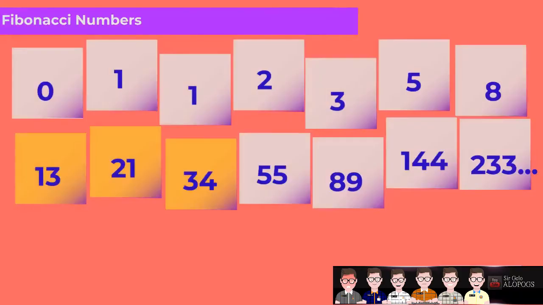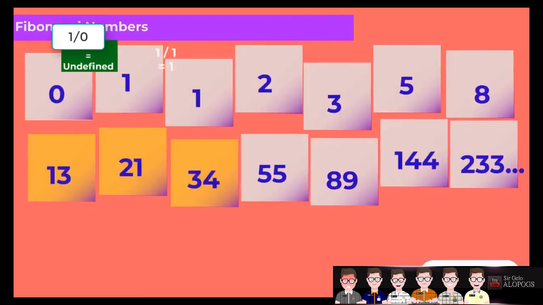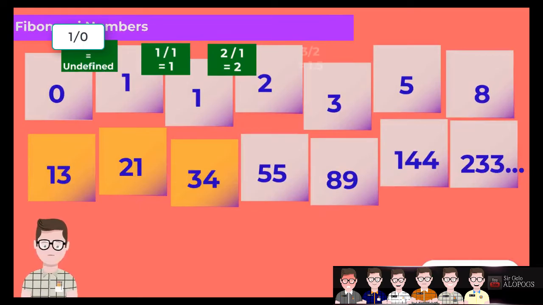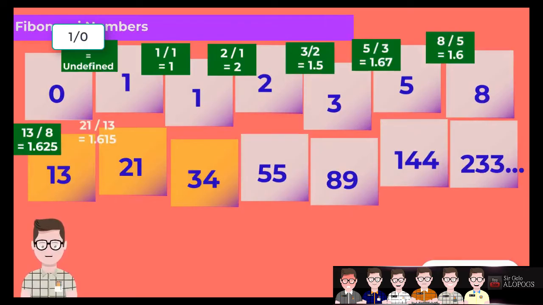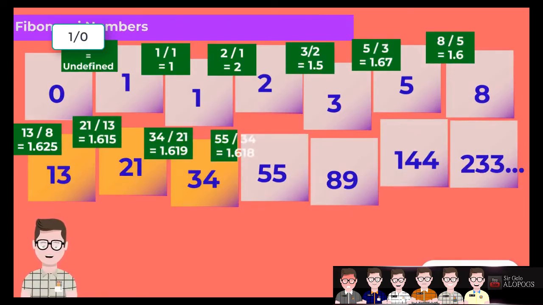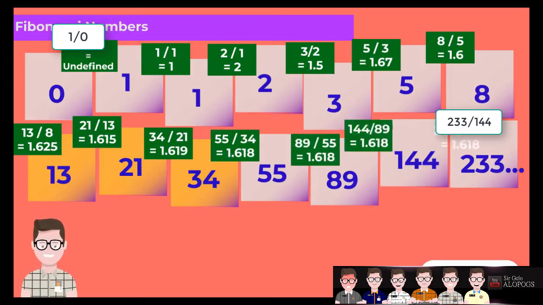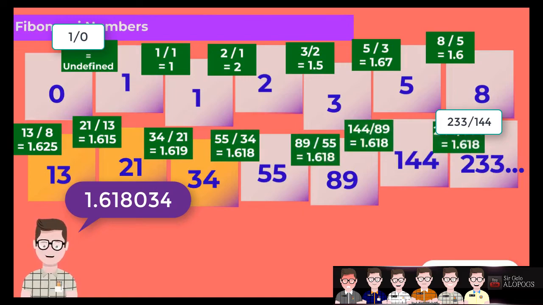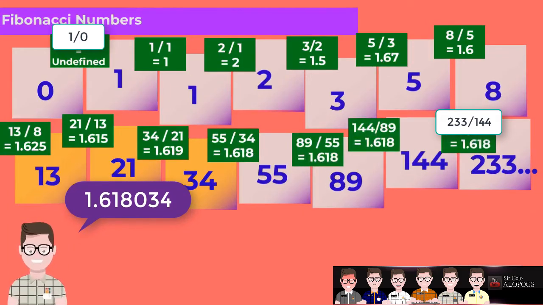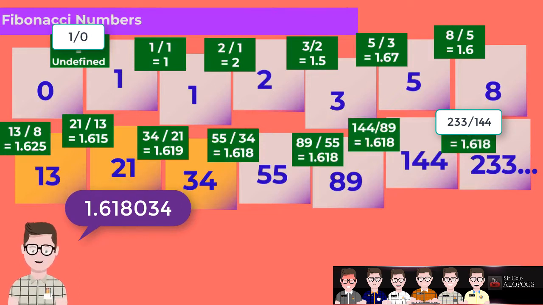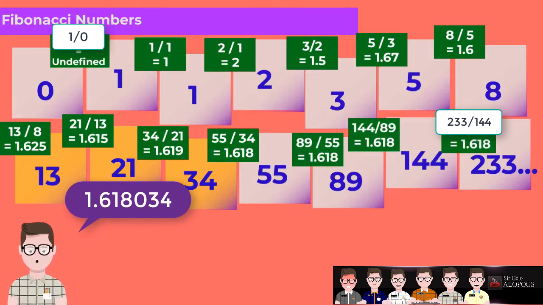In the Fibonacci sequence, if you divide 1 over 0, undefined; 1 over 1, 1; 2 over 1, 2; 3 over 2, 1.5. If you continue dividing the larger number by the smaller number, these ratios get closer and closer to about 1.618034, known to many people as the golden ratio, a number which has fascinated mathematicians, scientists, and artists for centuries.